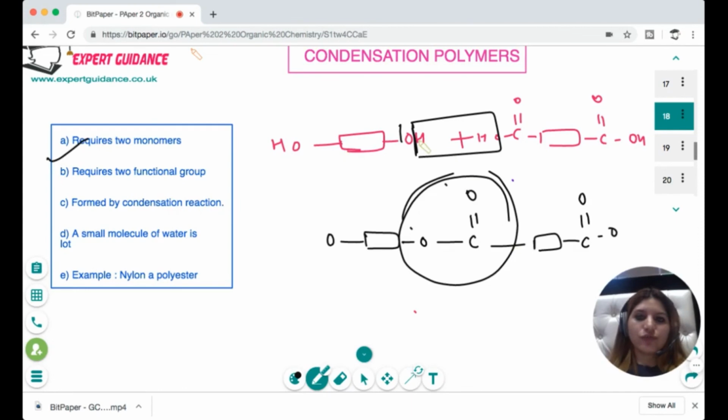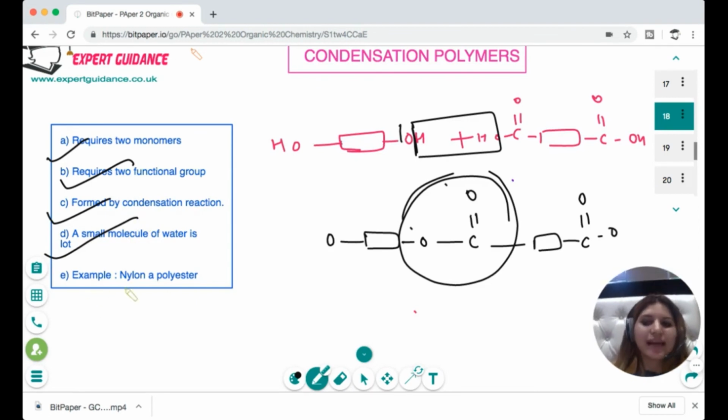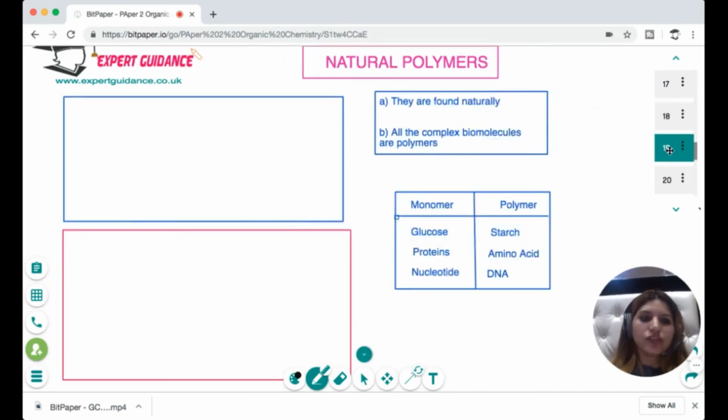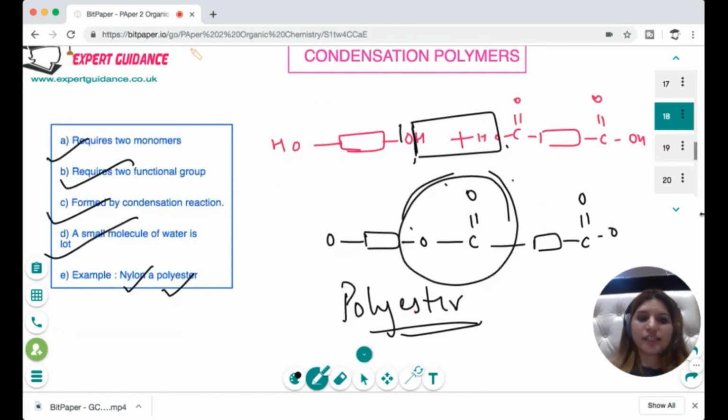So we have two functional groups facing each other. We have removed a molecule of water. A small molecule like water is lost, example nylon or polyester. This is between alcohol and carboxylic acid, so this is a polyester. An example is nylon. Okay, so this is the difference between addition and condensation polymers.